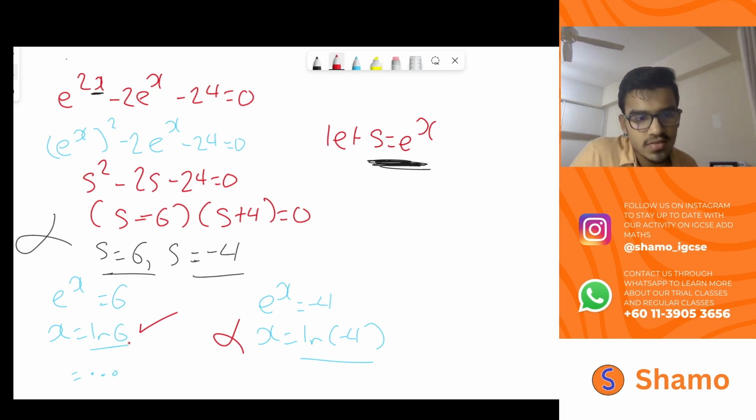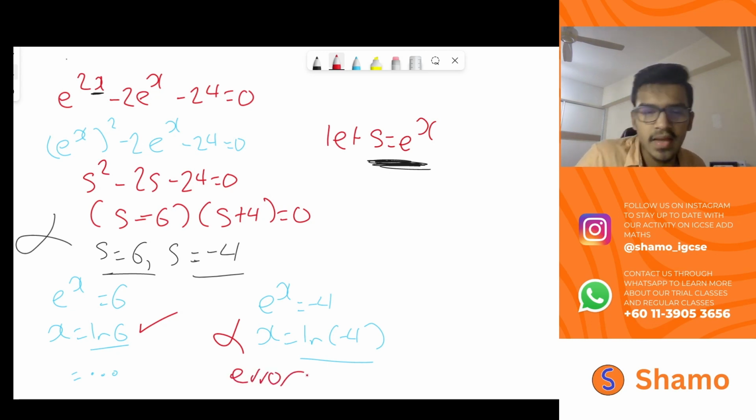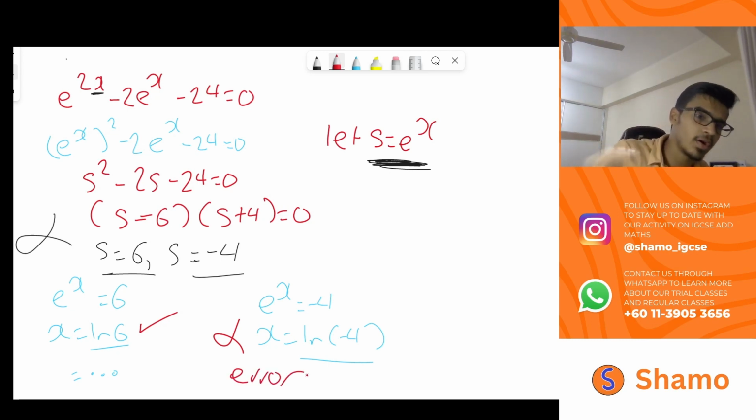You can leave it as ln 6, or you can find whatever the value of ln 6 is in your calculator, but you cannot put ln negative 4 as your answer. In fact, if you try putting ln negative 4 in your calculator, it will give you an error. So ln 6 is your answer. We looked at natural logarithms, we looked at e.